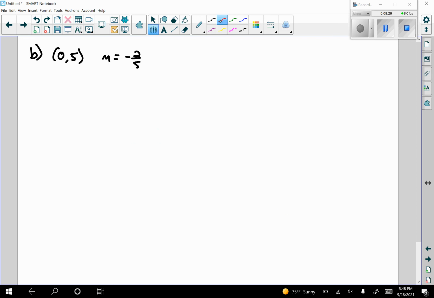All right, B is actually a little bit nicer. You guys recall finding the x and y intercepts. Here x is 0, so guess what? 5 is the y-intercept, so that means b is 5. And we have our slope, so we don't need to do any work. Our equation is y equals -2/5 x plus 5.